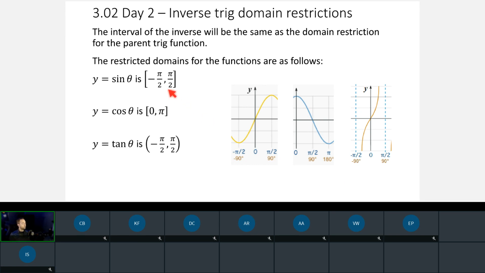Now remember, these domain restrictions are not the same as a period. You can refer back to this lesson for why this is. Little hint: it has to pass the vertical and horizontal line test when you go from the original to the inverse. So that is why.